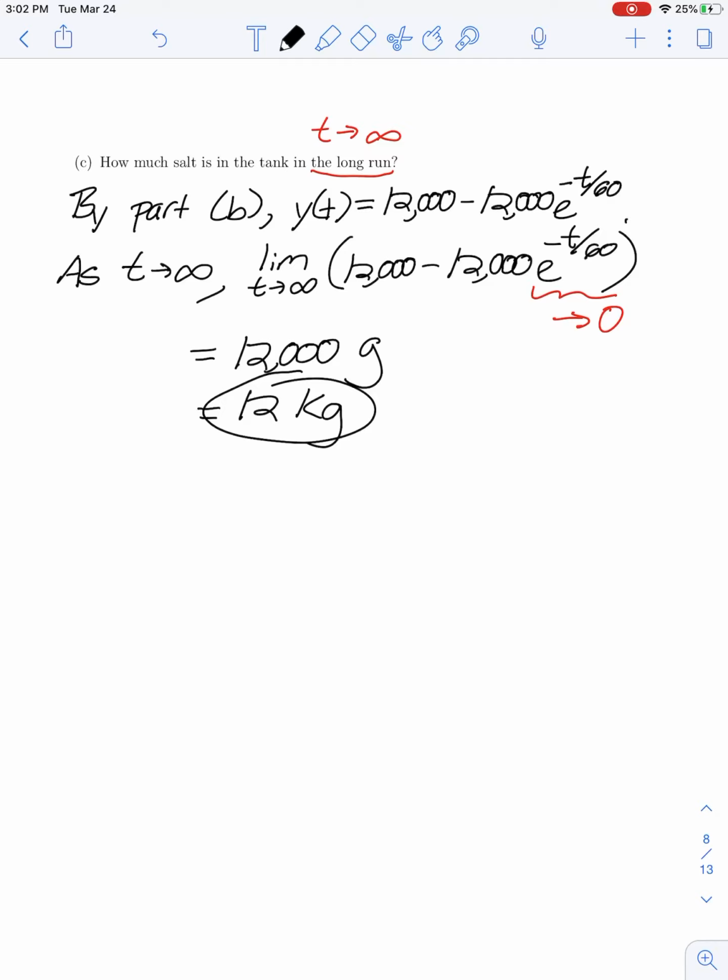So in the long run, eventually any fresh water that was in our tank will have flowed out of our tank, and we have a tank of 120 liters of this brine solution, which contained 100 grams per liter, hence 12,000 grams of salt within our tank, or 12 kilograms. So we can see from the problem statement that this limiting value makes sense. It's sort of what we would expect our limiting value to be based off the problem description.